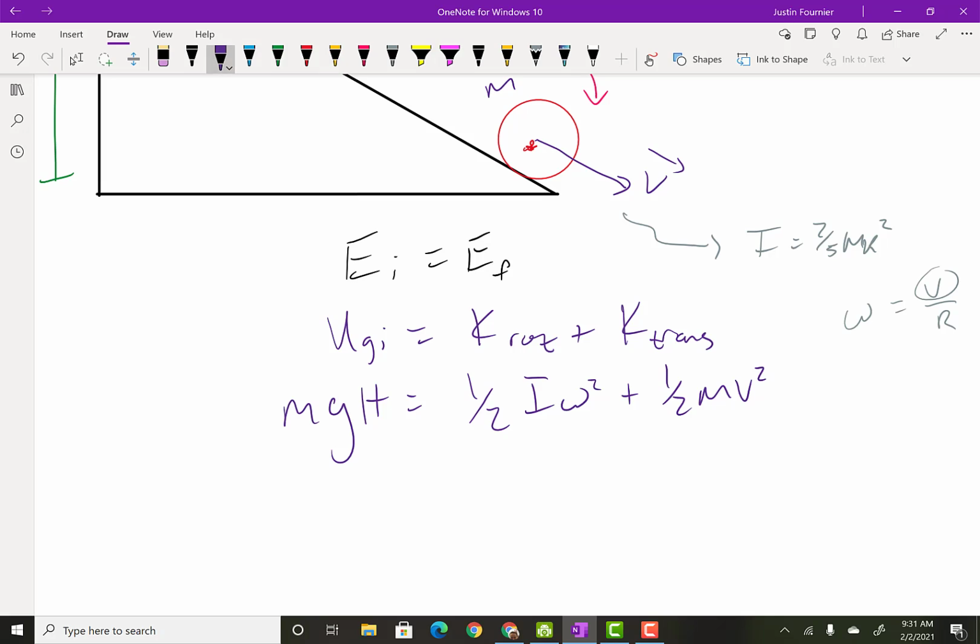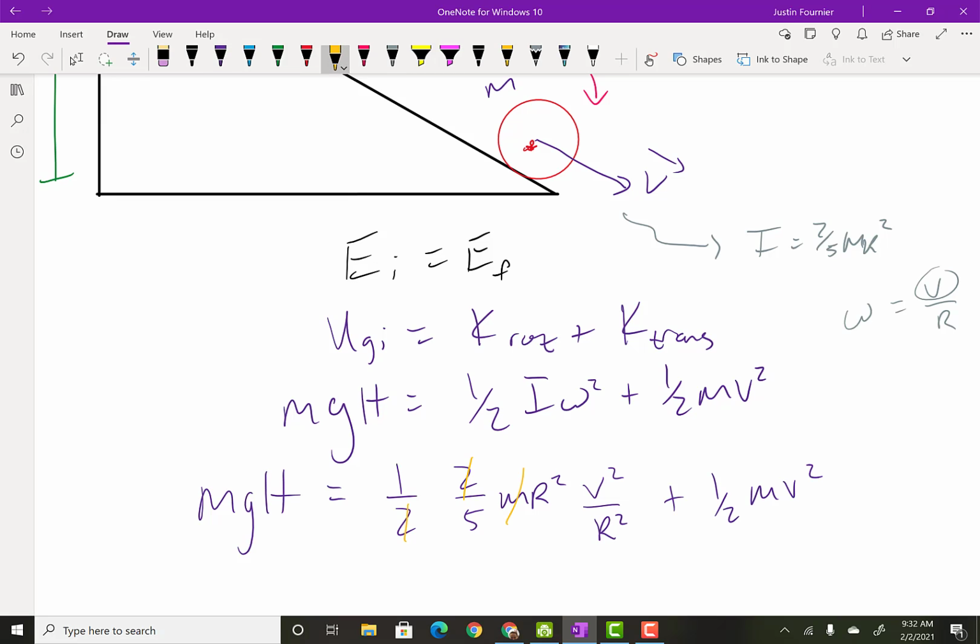And so I'm going to keep going here. I'm going to replace omega with v over r, and I is going to get replaced with 2/5 mr squared. So it's going to be mgh equals 1/2 times 2/5 mr squared. This is nice, these 2's cancel. And instead of omega squared, it's going to be v squared over r squared, because that square distributes, plus 1/2 mv squared.